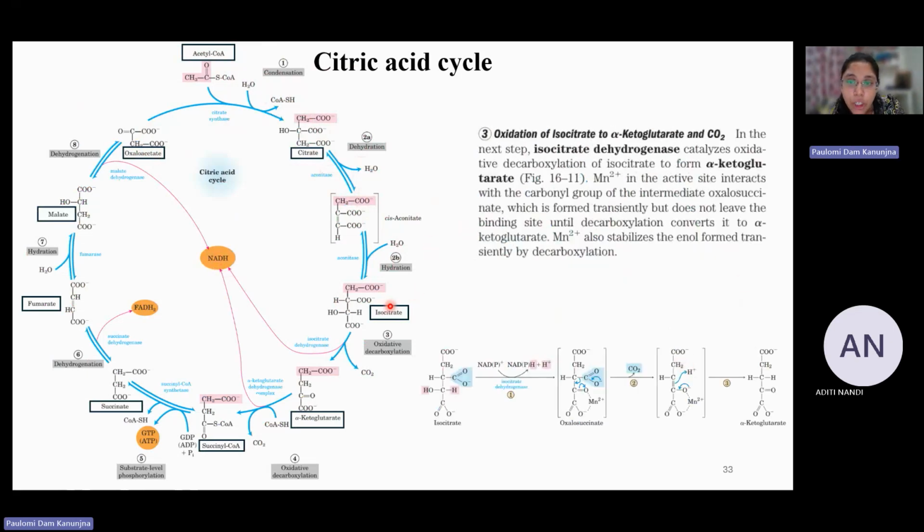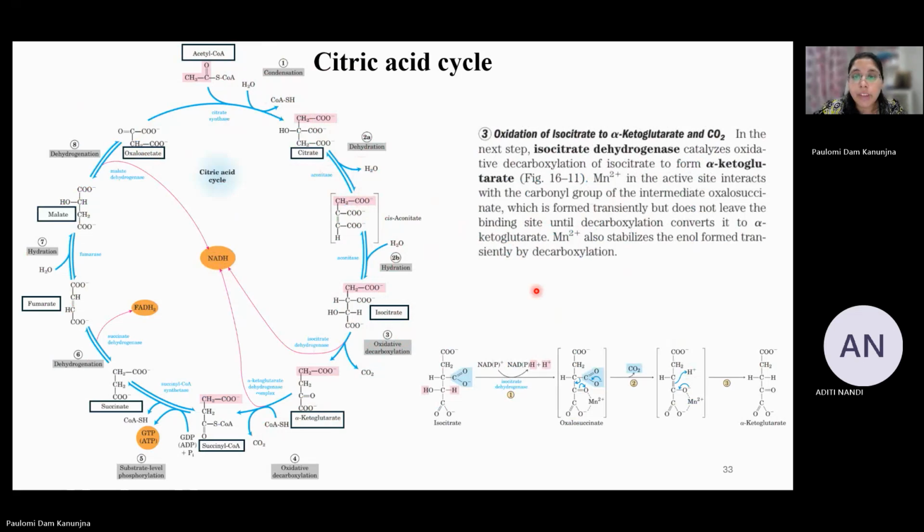Third is when you have your isocitrate getting oxidized to form alpha ketoglutarate and carbon dioxide, right? This enzyme is isocitrate dehydrogenase, and this is oxidative and decarboxylation because you are removing carbon dioxide. What else you are also generating here is NADH. First step where NADH is generated.